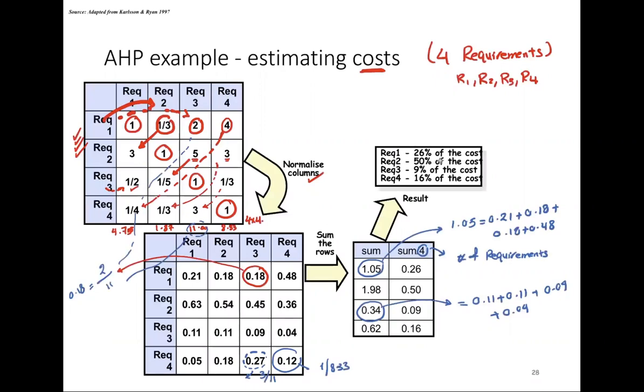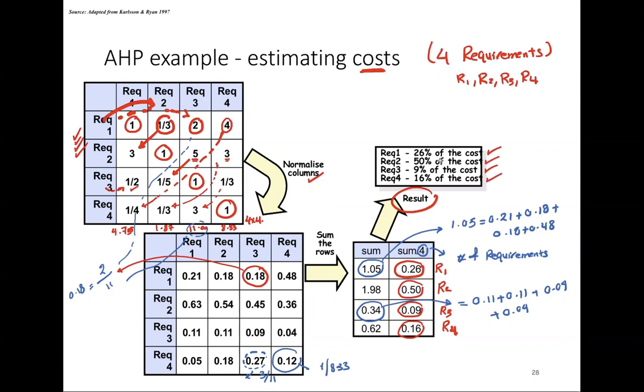So it ends up that the number we end up with right now is 0.26. This is for requirement 1, the first row. And then 0.5 for requirement 2, 9% for requirement 3, and 16% for requirement 4. So if we map this, our result here would be requirement 1 has 26% of the cost, requirement 2 has 50% of the cost, requirement 3 has 9% of the cost, and requirement 4 has 16% of the cost.